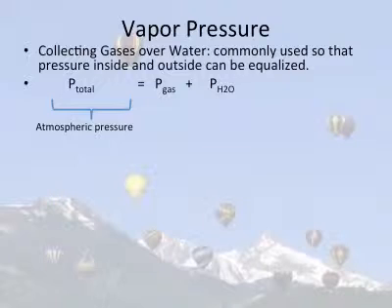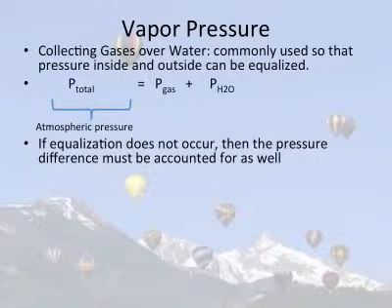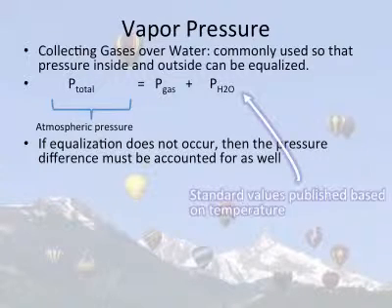So it's not going to be solely the gas. It's going to be the majority of the gas, but along the way we are going to throw some water in the vapor. So to get our total pressure in that type of experiment, it's going to be the partial pressure of our gas plus the partial pressure of H2O. However, if for some reason the equalization does not occur, then we also have to account for the pressure difference, which is again why we have the H2O there.